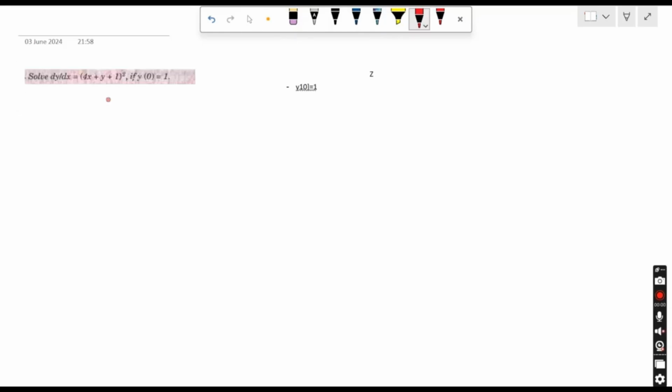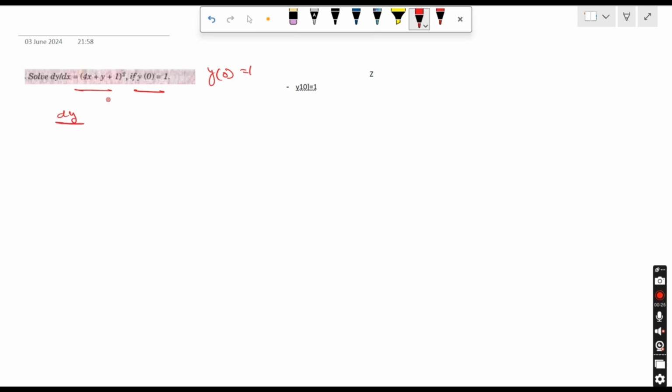Hi, in this question we are asked to solve a differential equation which also has an initial condition, given as y of 0 is equal to 1. So first of all we have to solve the equation and form a general equation. After that we have to find the constant c in the equation. That's how we approach this question.